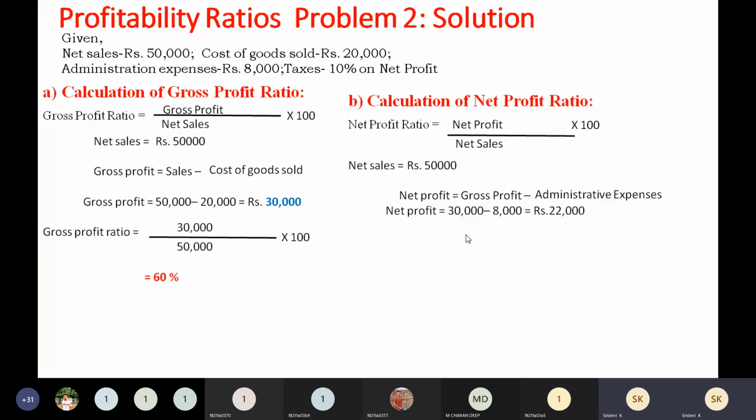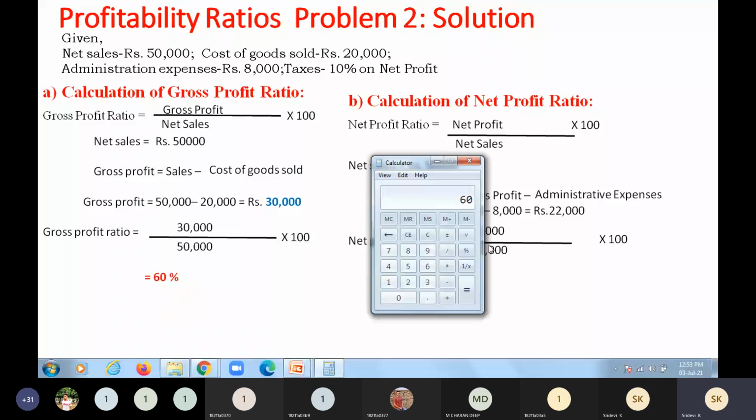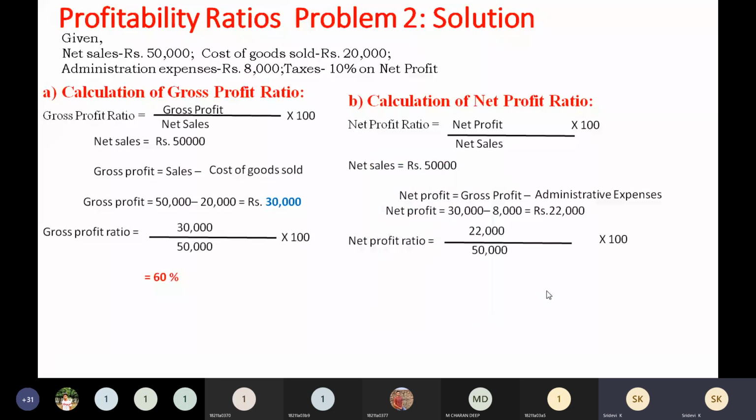So substitute these values in the formula. That 22,000 divided by net sales, 50,000, multiplied by 100. How much will you get? 22 divided by 50 into 100. So 44% is the result. So 44% is the net profit ratio.